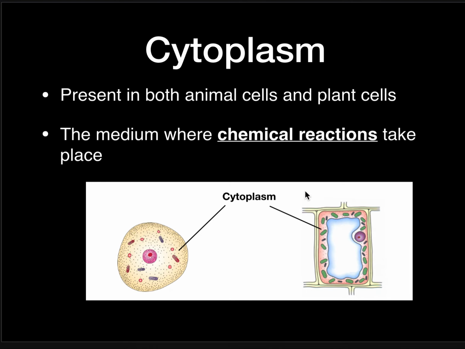And for cytoplasm, you can find it in animal cells and plant cells. This is the medium where chemical reactions take place. Chemical reactions include respiration, or oxidation, or whatever reaction you can name, but normally the reaction occurs for a reason. They occur inside the cytoplasm.